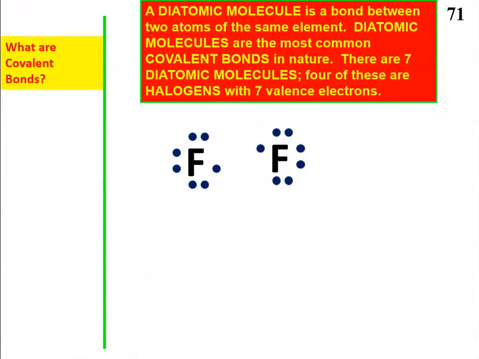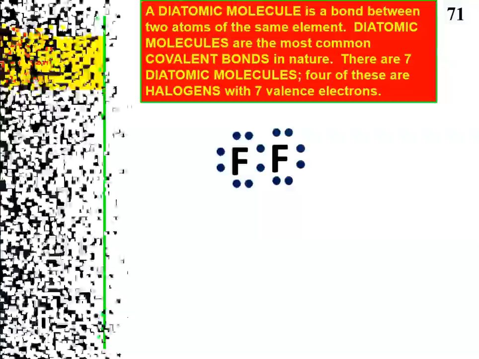Okay, a diatomic molecule is a bond between 2 atoms of the same element. Diatomic molecules are the most common covalent bonds in nature. There are 7 diatomic molecules. 4 of these are halogens, with 7 valence electrons. So you can see those 2 empty spaces, and so they can come together, and each of those 2 fluorines, so you see why fluorine would want to come together now, because they can fulfill each other's empty space and fulfill the octet rule.